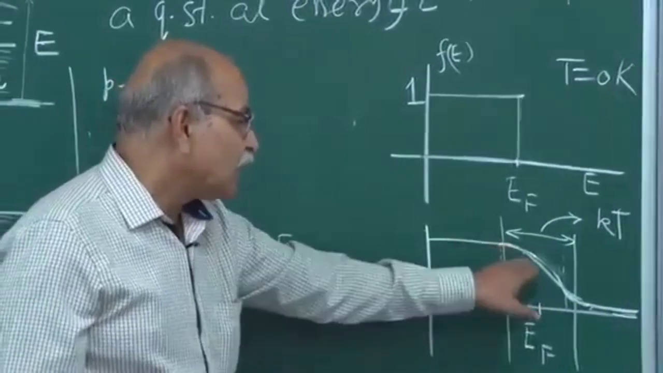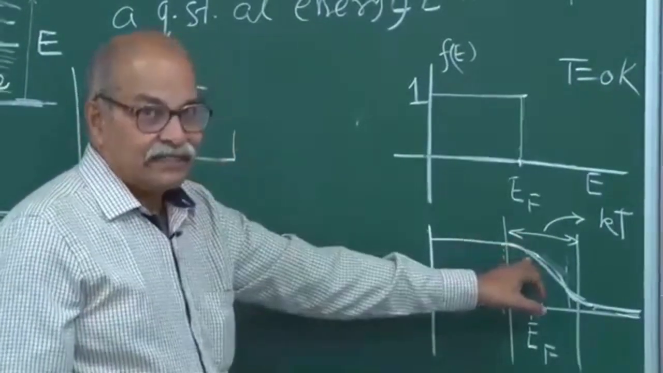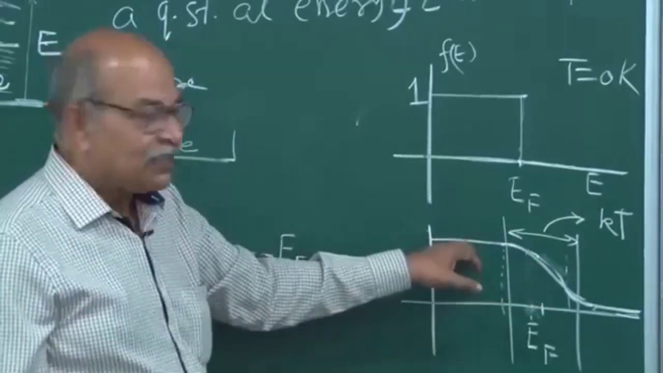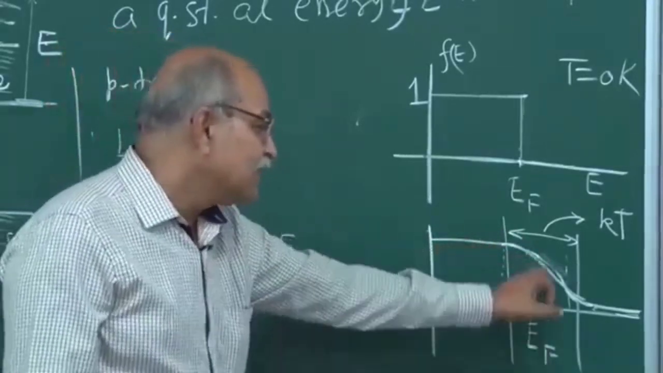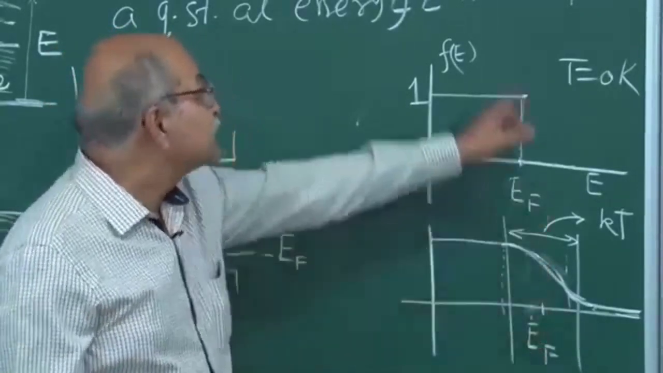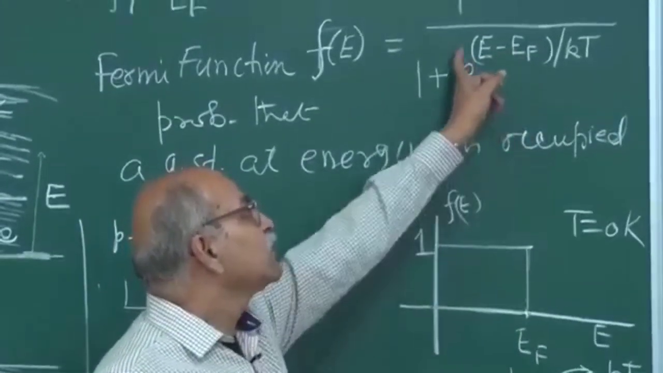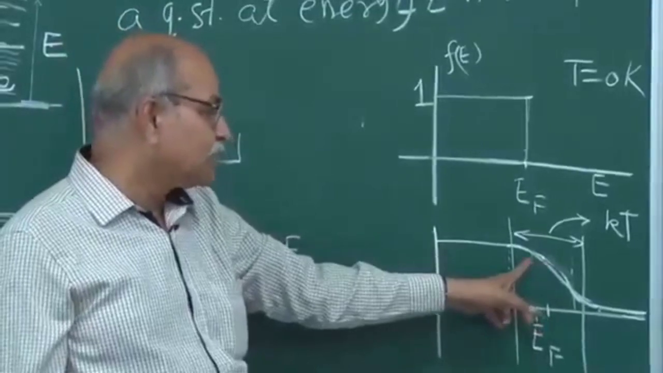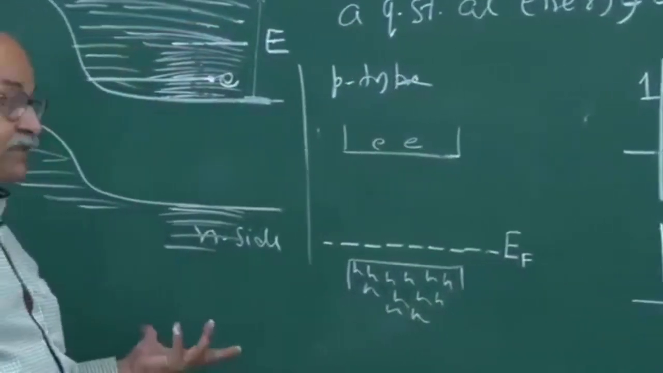The probability is less than 1. The probability that there is an electron is less than 1, and therefore there is a probability that a hole will be there. If you are here, that probability is very small, but if you are here, there is some probability. If you are right at EF, the probability is half. Okay, right at EF, if you put E equal to EF, then you get e to the power 0, which is 1, so 1 by 2. So if you are right here, the probability is half, and if you are close to it, the probability is not half, but still a sizable probability.